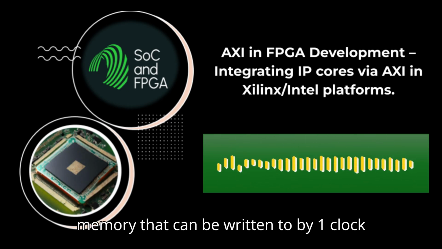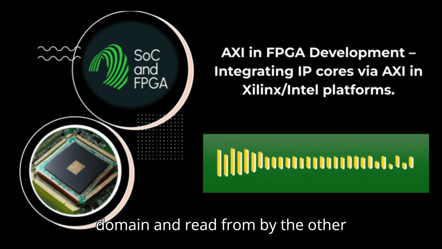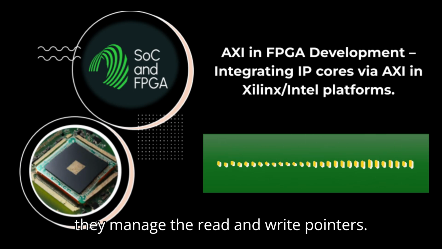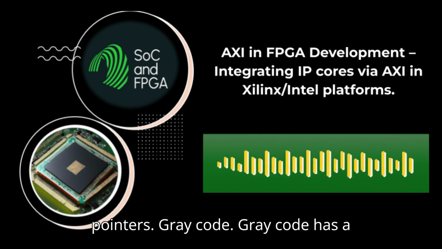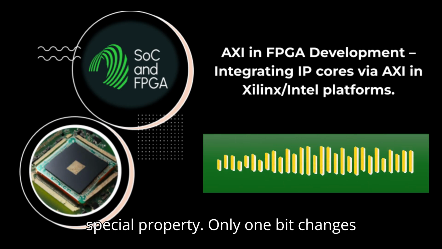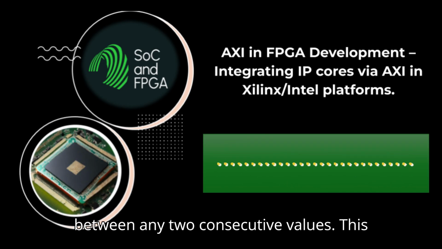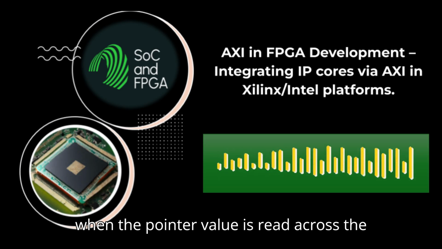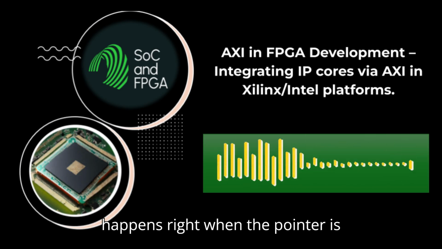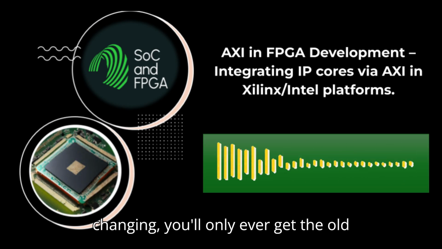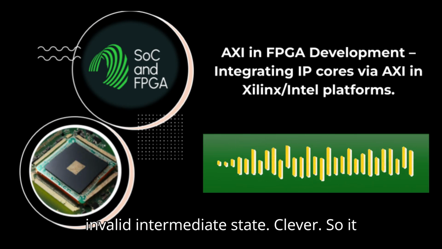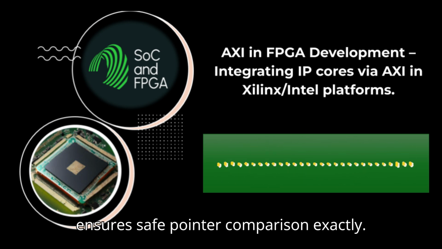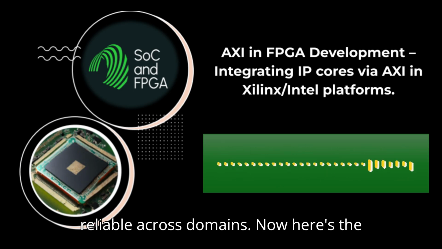They use special dual-port memory that can be written to by one clock domain and read from by the other independently. The magic is often in how they manage the read and write pointers. They typically use gray code for the pointers. Gray code has a special property. Only one bit changes between any 2 consecutive values. This prevents that data incoherency problem when the pointer value is read across the clock domain boundary. Even if the read happens right when the pointer is changing, you'll only ever get the old value or the new value, never some invalid intermediate state. Clever. So it ensures safe pointer comparison. Exactly. It makes the FIFO full and empty logic reliable across domains.